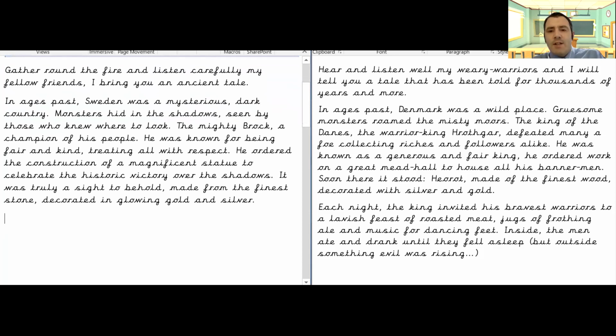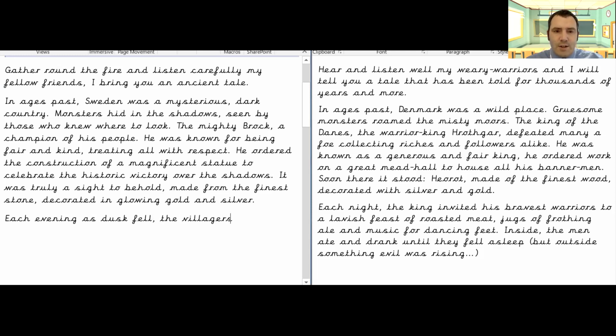So in our model text, each night, the king invited his bravest warriors to a lavish feast of roasted meat, jugs of frothing ale, and music for dancing feet. We could have something like that in here. I've got the idea of shadows in my head again. So would night work better for shadows, or would dusk? As the sun's setting, the shadows get drawn out. I'm going to go with that. So each evening, as dusk fell, there we go. So we've got the idea of whatever the time of day here.